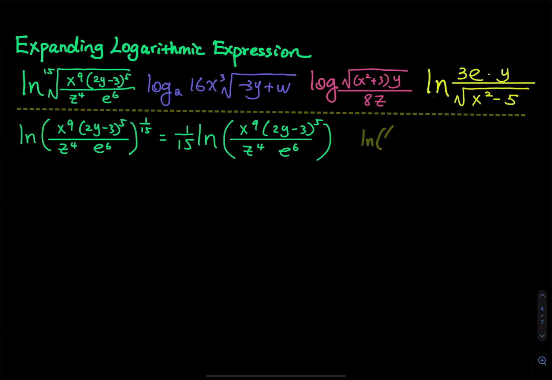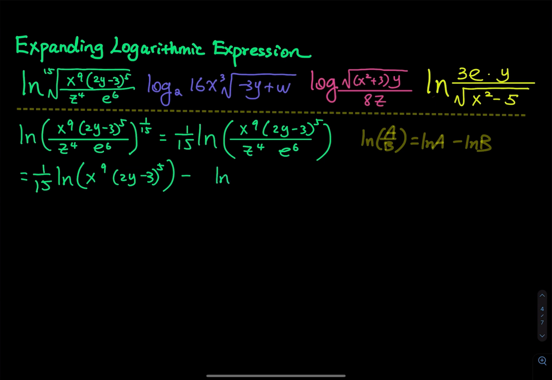Still remember that? We have ln a divided by b, or x over y. So that is ln a minus ln b. The properties of logarithm. So this one, I can do a 1 over 15, and then ln the top, which is x to the 9 times 2y minus 3 to the 5th, and then minus ln z to the 4th times e to the 6th. Am I missing anything?